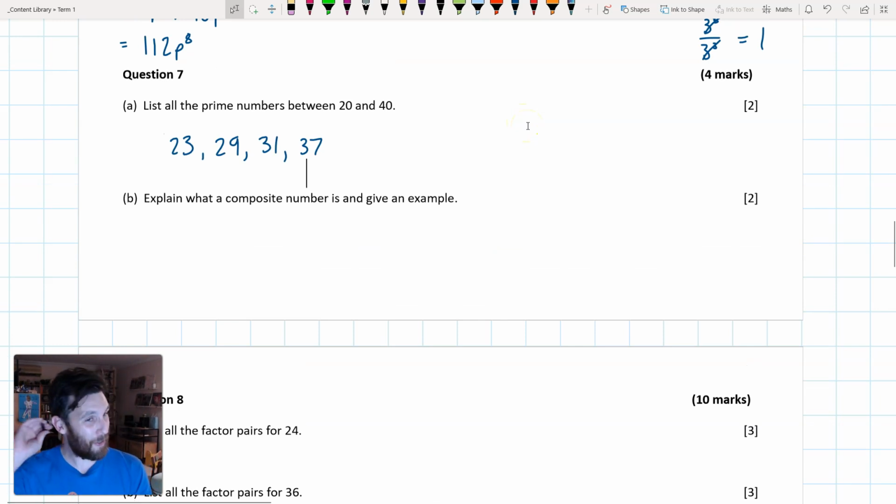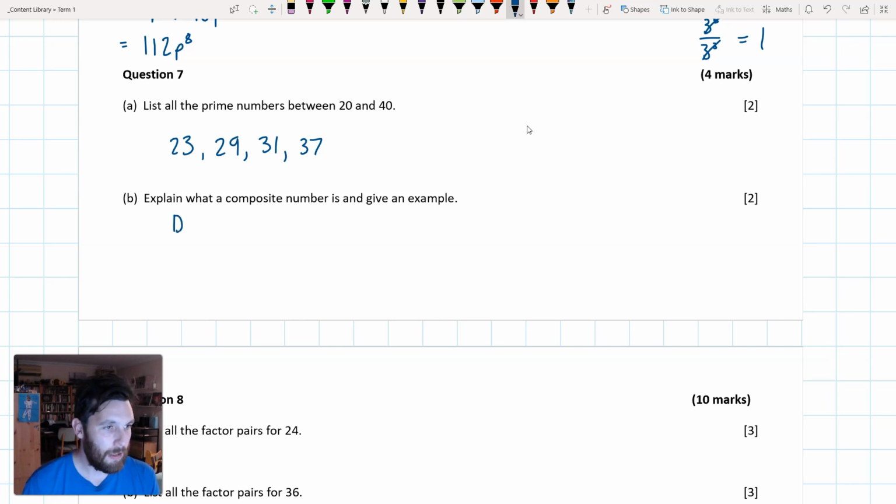And this next one, what is a composite number, and give an example. So these numbers here, these are prime numbers. They can only be divided by themselves and 1. A composite number is pretty much all other integers apart from a couple of special ones like 1, for example. So a composite number is divisible by itself, 1, and at least one other number.